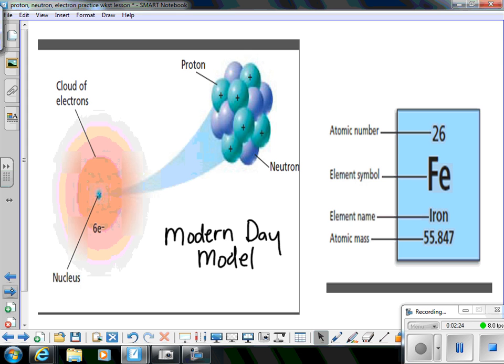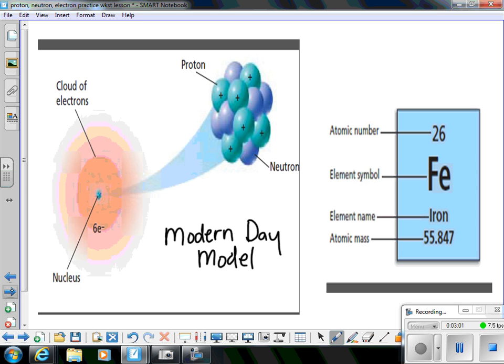Modern day model of the atom, this is what we'll be looking at, as well as a Bohr model, but today we're just going to focus on the modern day model. Again, we have our electron cloud. In our electron cloud, we will find our electrons. In the center, there's a very dense and small nucleus. In that nucleus, we have neutrons and we have protons. Protons are positively charged subatomic particles. Electrons are negatively charged, and neutrons have no charge at all.